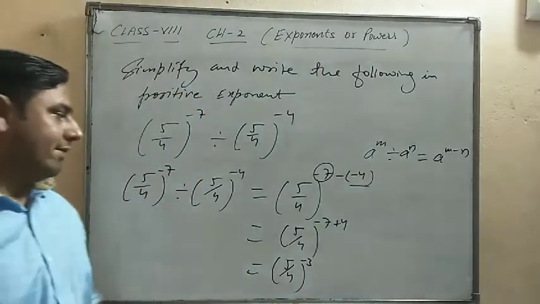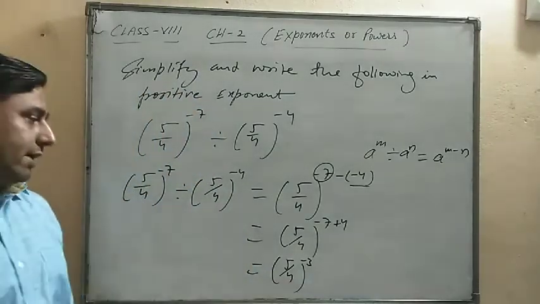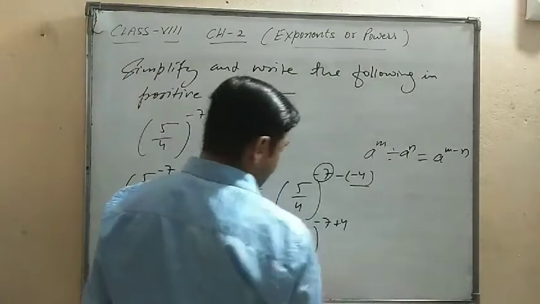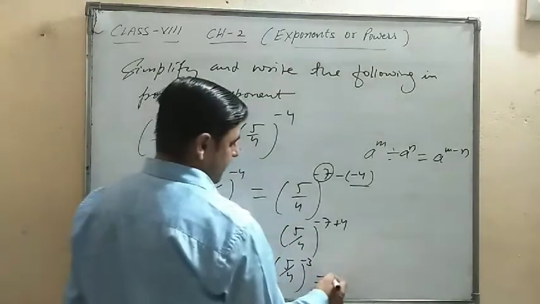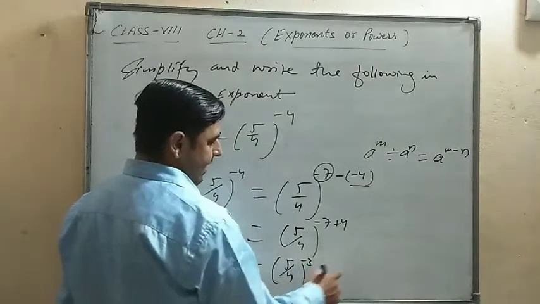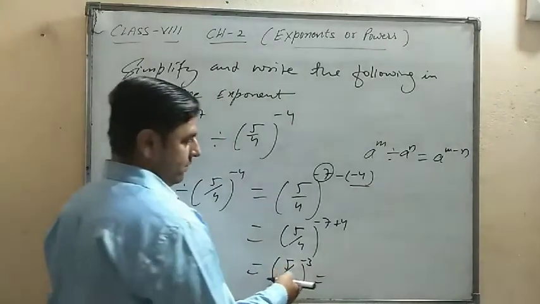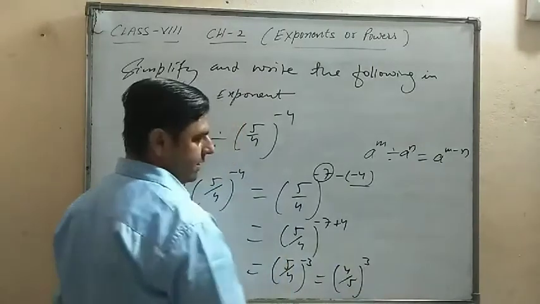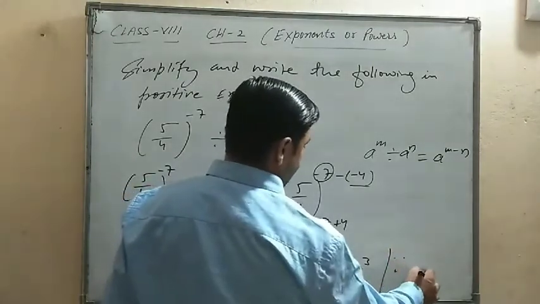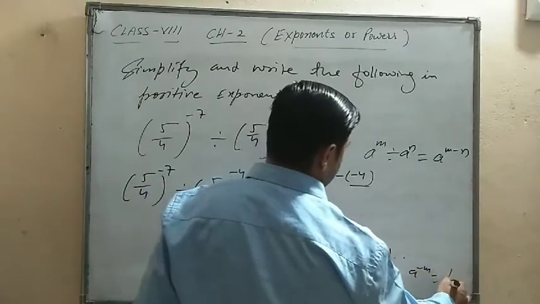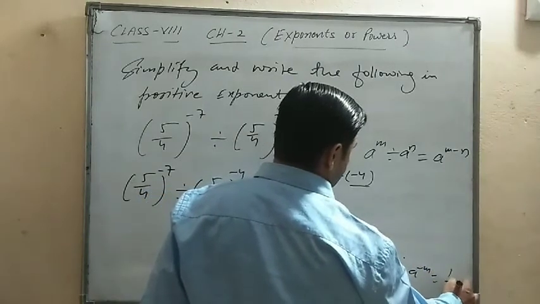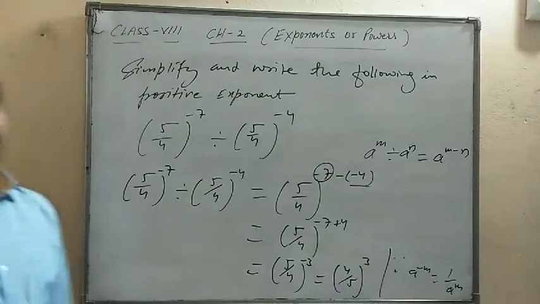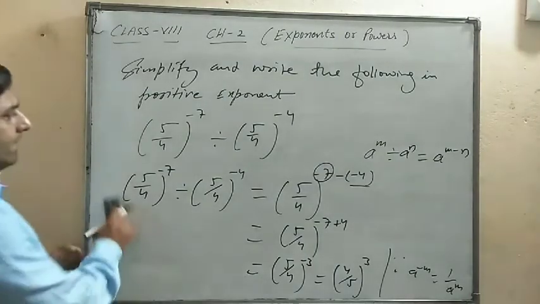But we have to write in positive exponent. So how can we write in positive exponent? If you write its reciprocal form, its reciprocal form is 4 by 5 raised to power 3. So we use this identity: a raised to power minus n is equal to 1 by a raised to power n.